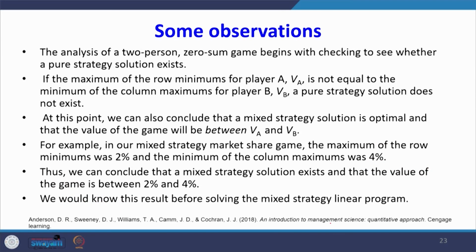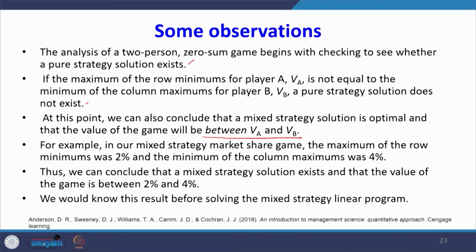Some more observations. The analysis of a 2-person zero sum game begins with checking whether a pure strategy solution exists. If the maximum of the row minimum for player A, say VA, is not equal to the minimum of the column maximum for player B, say VB, the pure strategy solution does not exist. At this point, we can also conclude that a mixed strategy solution is optimal and the value of the game will be between VA and VB. We have seen this in our problem also.